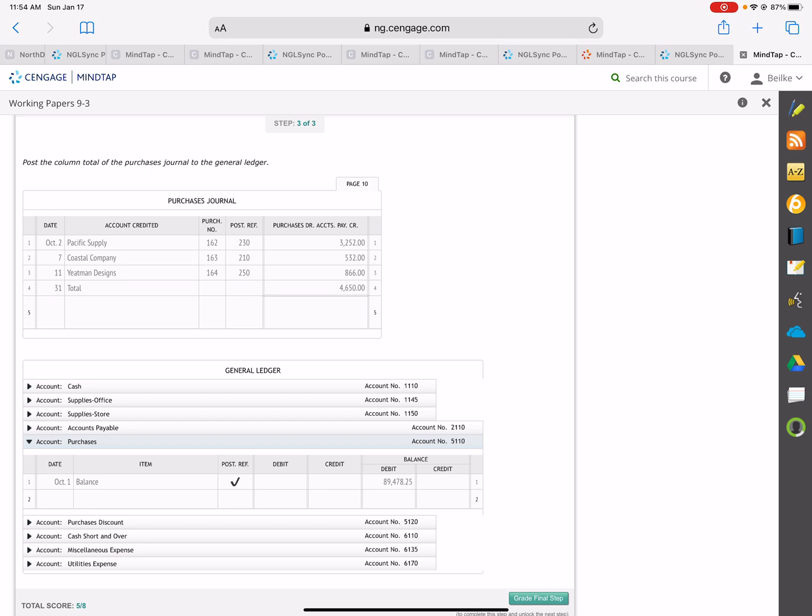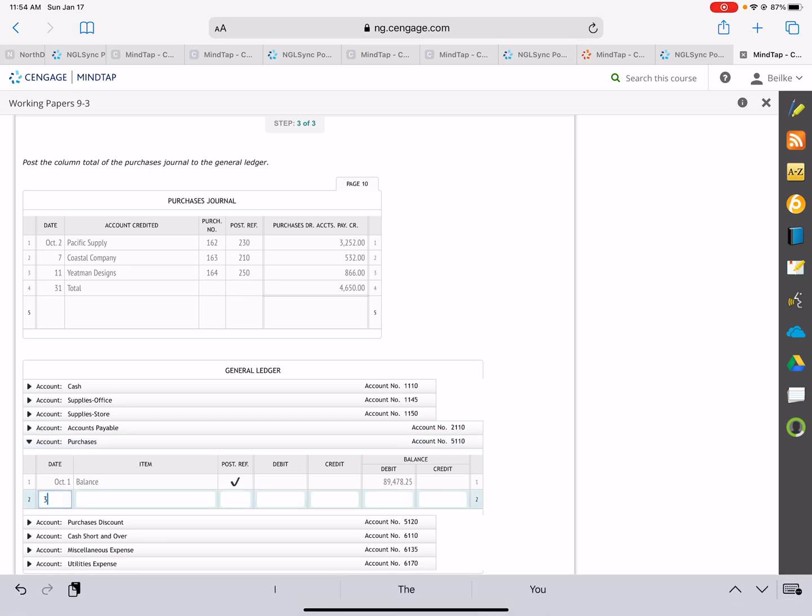So we're going to go to our purchases account. Okay, the date is the 31st. Post reference is from P10. It is a debit of $4,650. We already have a debit there, so we will add those two numbers together and we come up with $94,128.25. We will go up here and write the account number 5110 up there.